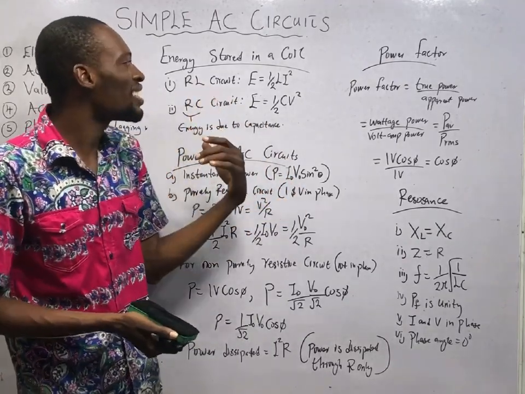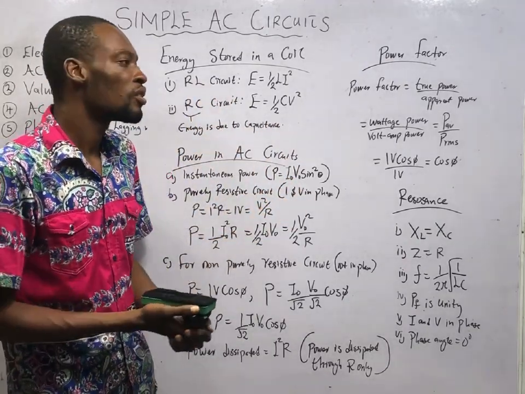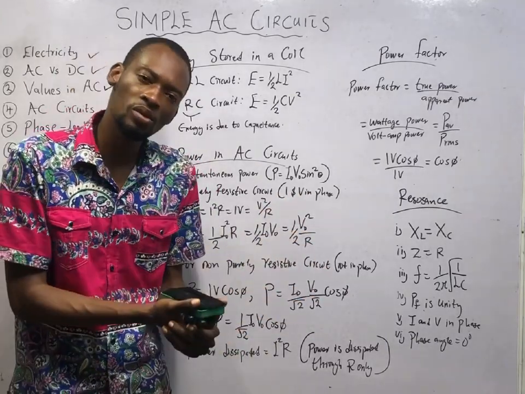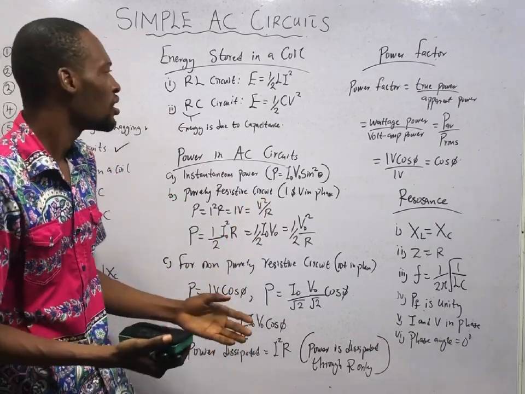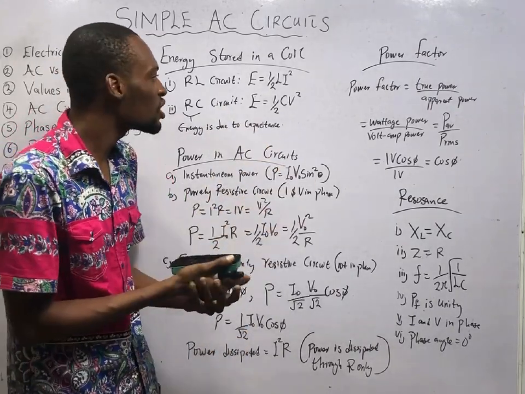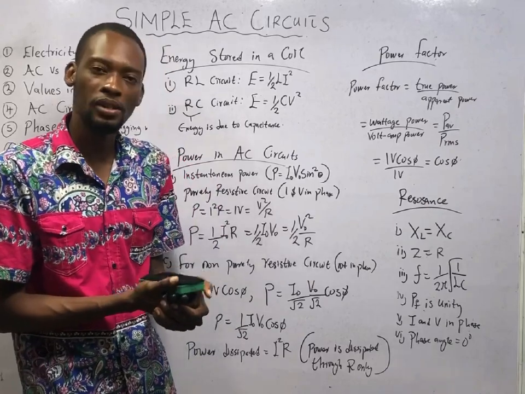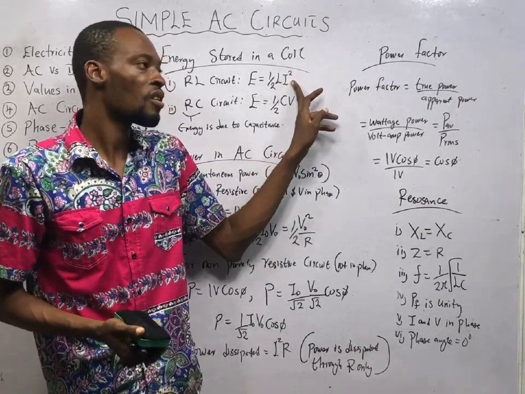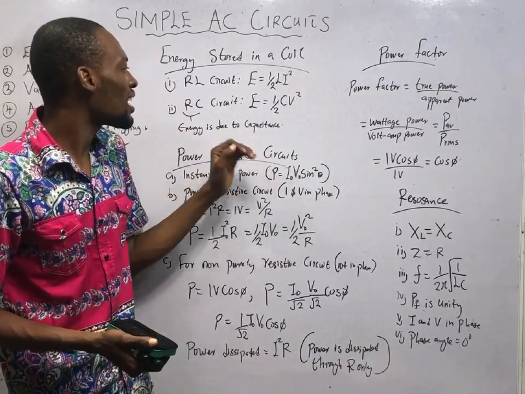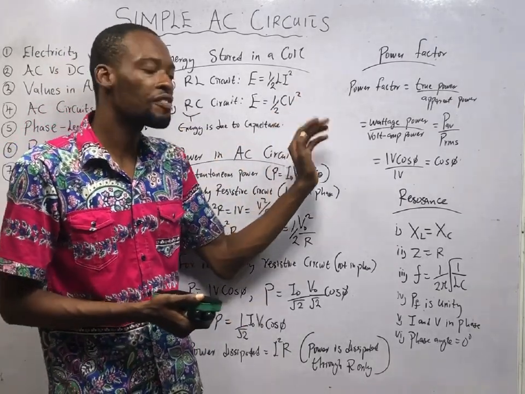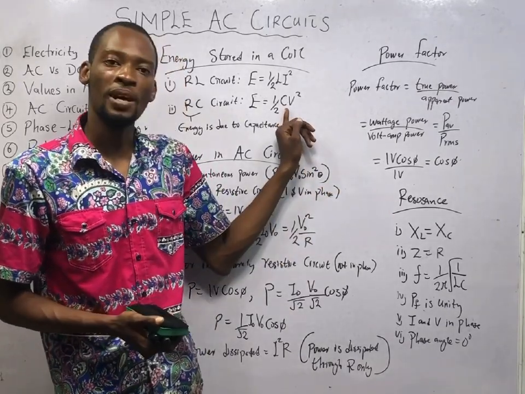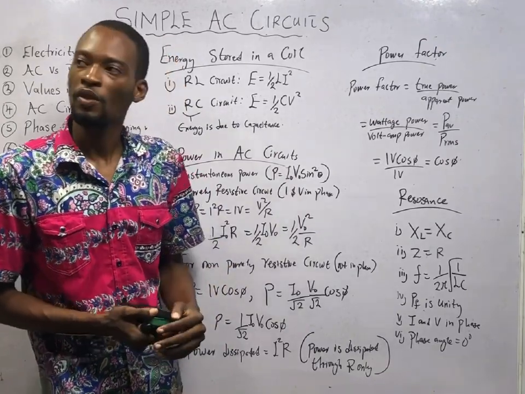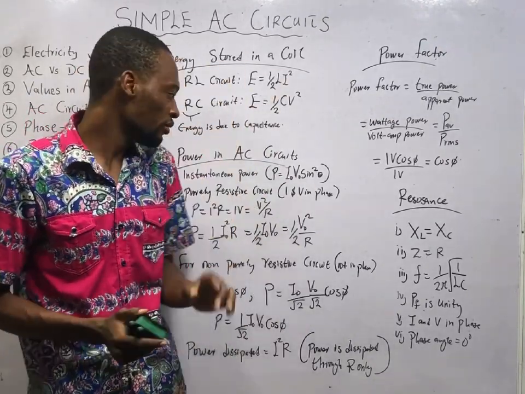So for energy stored, we ask ourselves, is it RL circuit or is it RC circuit? If it is an RL circuit, the energy stored is 1 over 2 L I squared, where L is the value of the inductor, I is current. Energy stored in RC circuit, E is equals half C V squared. C is the capacitance or capacitor, V is the voltage, square of the voltage. We shall come to this in calculation.